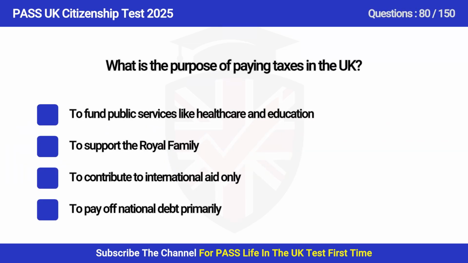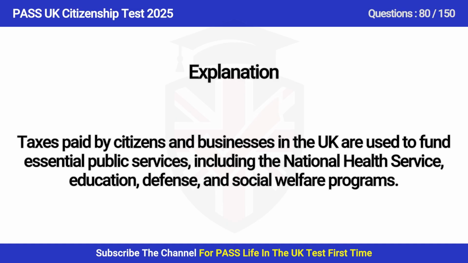Question 80. What is the purpose of paying taxes in the UK? A. To fund public services like healthcare and education. B. To support the royal family. C. To contribute to international aid only. D. To pay off national debt primarily. Answer is A. To fund public services like healthcare and education. Taxes paid by citizens and businesses in the UK are used to fund essential public services, including the National Health Service, education, defence and social welfare programs.